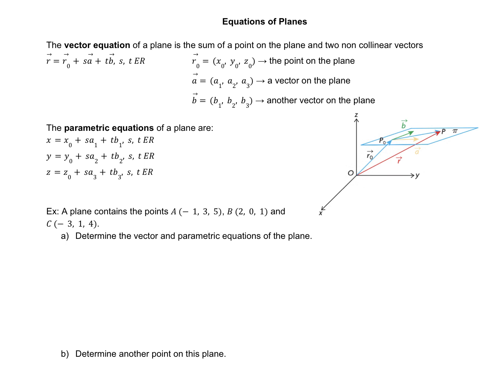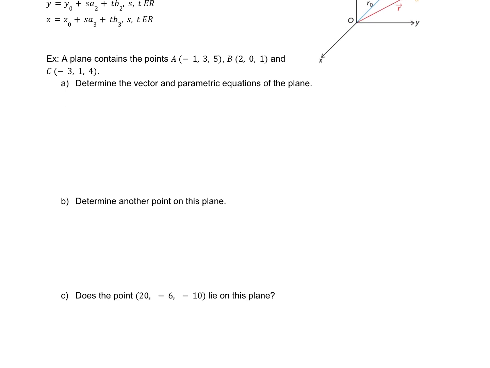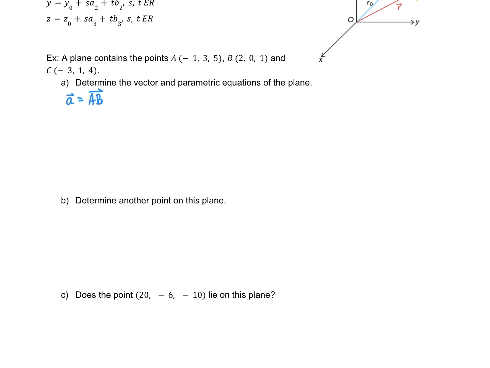So let's try our first example. A plane contains the points A, B, C. Determine the vector parametric equations. Okay, well, I know I need two vectors on the plane. And if I have 3 points, I can use a combination of any two to come up with one of them. So we have vector A, and I'm just going to use vector A as vector AB. So 2 minus -1, 0 minus 3, and 1 minus 5.